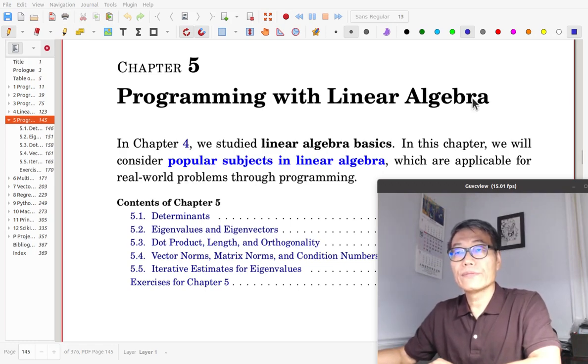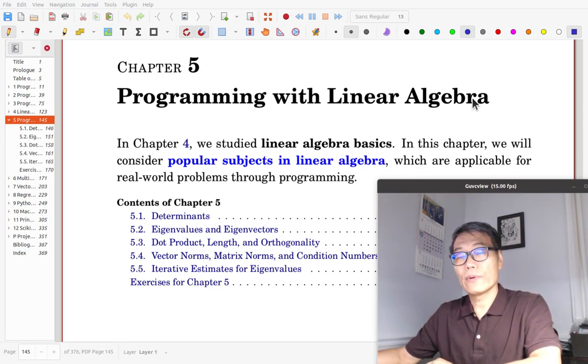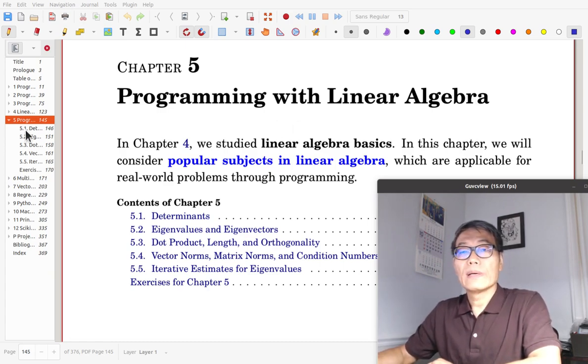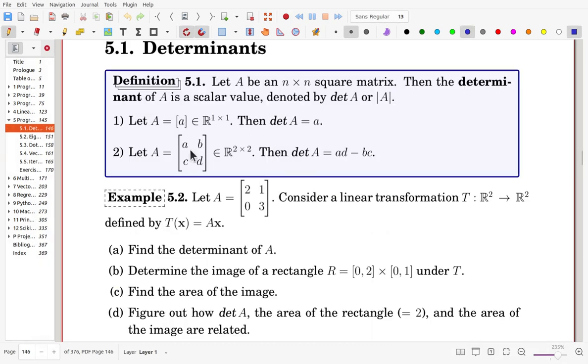Chapter 5, Programming with Linear Algebra. In the last chapter, chapter 4, we studied linear algebra basics. In this chapter, we'll consider popular subjects in linear algebra applicable to real-world problems through programming. Let's go to section 5.1, Determinants.